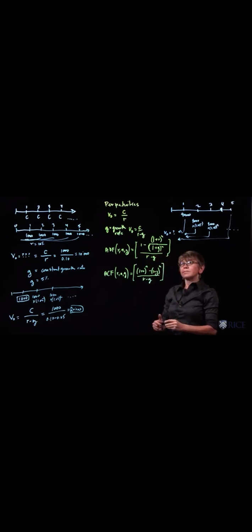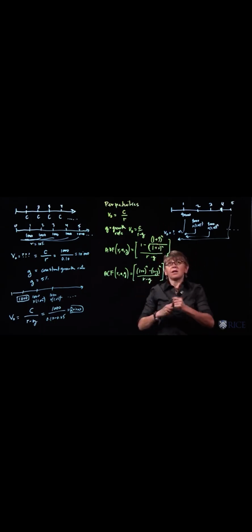Stop, freeze frame. Okay, some of you may have noticed the typo here. I clearly mixed up the r and the g in the numerator of the annuity discount factor expression. Of course, the correct formula should read 1 minus 1 plus g to the n over 1 plus r to the n, all divided by r minus g. Sorry about the confusion, guys. Carry on.